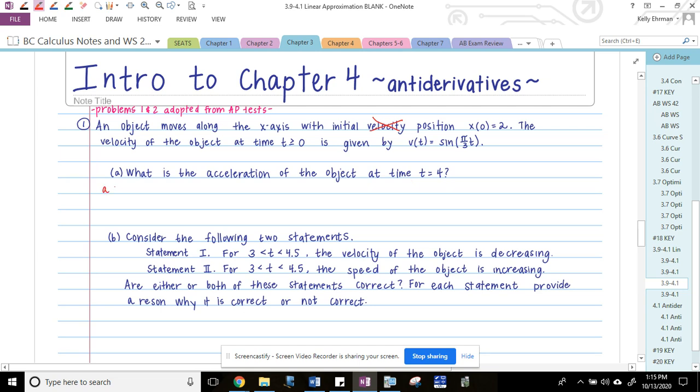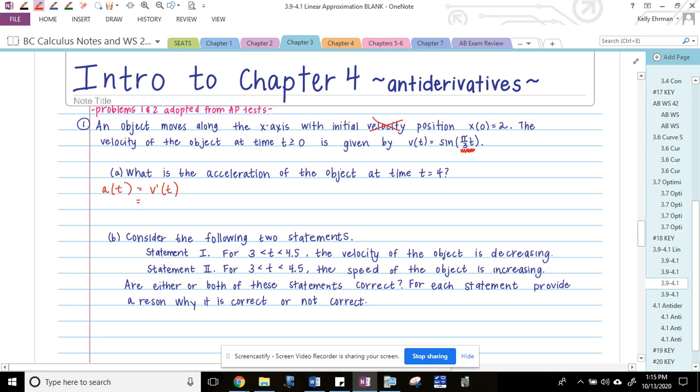It would be good to note on an AP test, as a way to show your work, that A of t, acceleration, is equal to the derivative of v, so v prime of t. That's not required, but it's a nice organized way to show what you're doing. And then I would take the derivative. Now remember, you've got a chain rule going on.